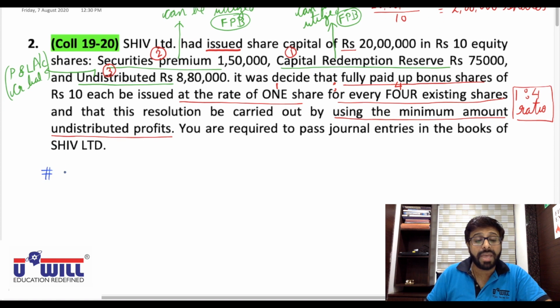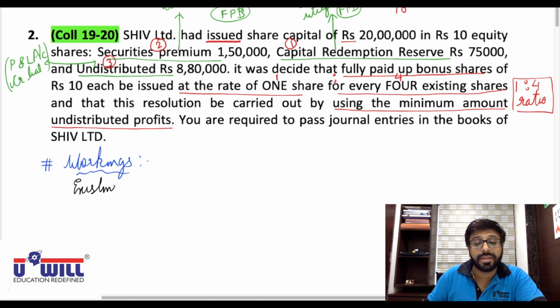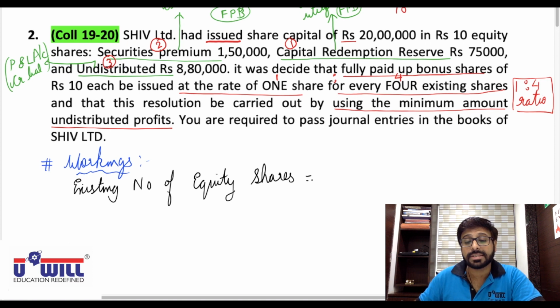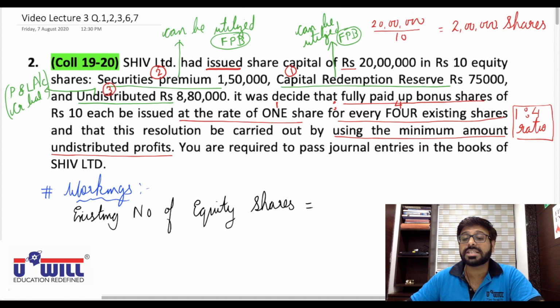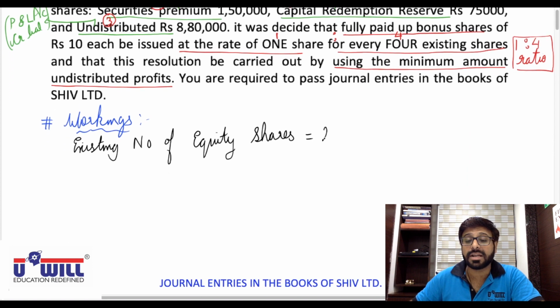First, we make a small working for fully paid bonus calculation. So all of you give the heading workings. What workings do we make? Understand it. What are the existing number of equity shares? All of you must be writing it. As we discussed, 20 lakhs is the amount in rupees. Number of shares are 2 lakhs.